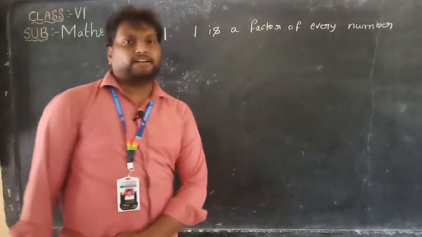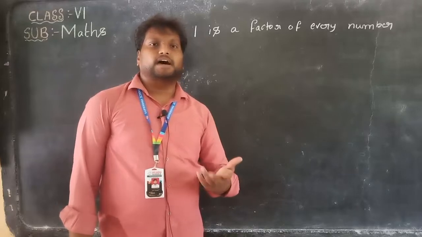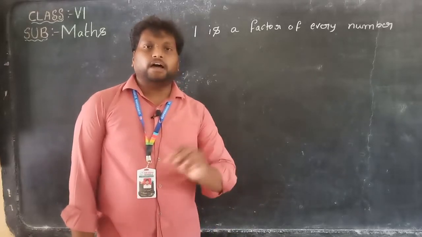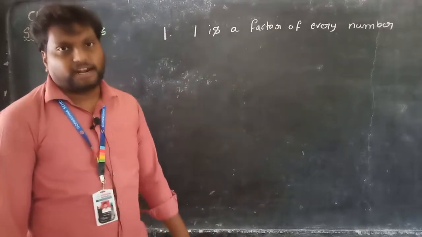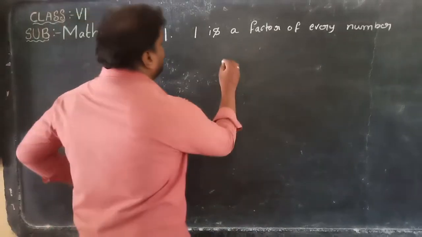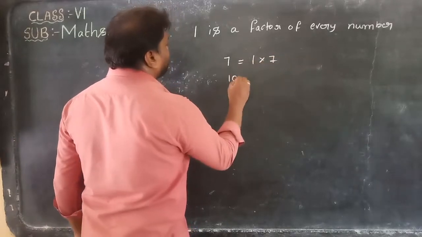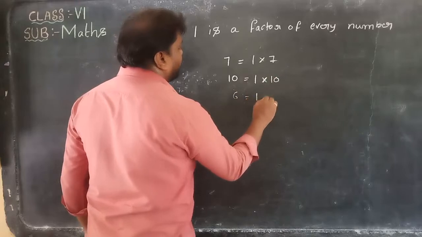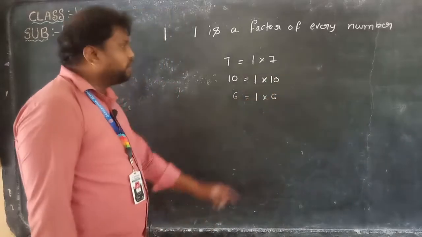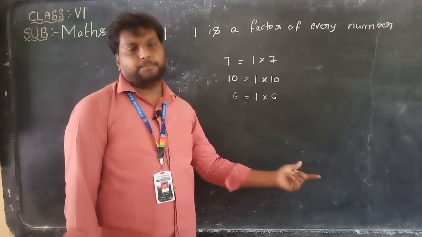Yes, 1 is a factor of any number. Take any number, 7 or 6 or 10, whatever it is. All these numbers are divisible by 1. That's why 1 is a factor of every number. For example, we can write 7 as 1 into 7, 10 as 1 into 10, and 6 as 1 into 6. That's why 1 is the common factor of each and every number.